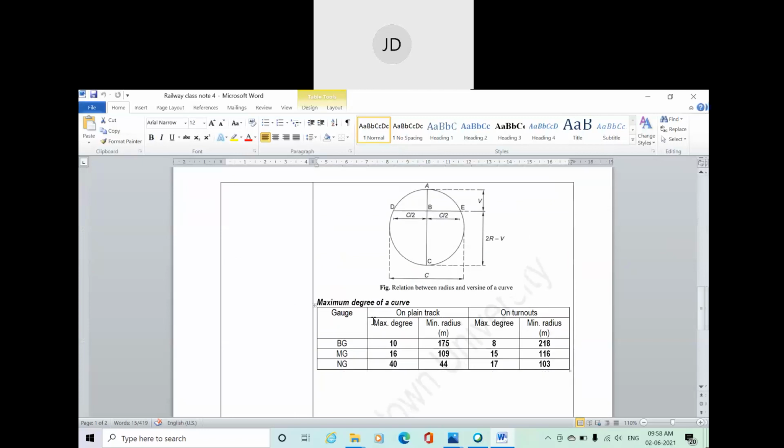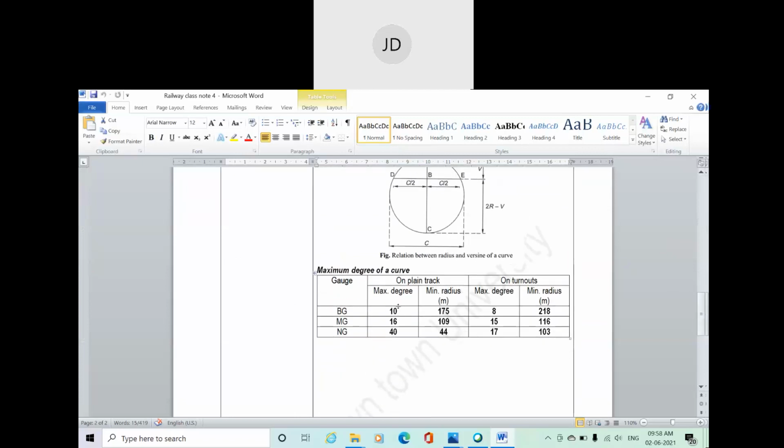And some tabular format is also given, with basic recommendations like maximum degree of curve that can be provided for broad gauge, meter gauge, and narrow gauge as per Indian standard. It is already given here, along with the minimum radius that can be provided. Turnout is a different thing. When two railway tracks cross each other, it is basically a turnout. In the coming module we are going to discuss turnout, a particular section in a railway track. Anyway, just go through these values; there are standard values that we need to follow.